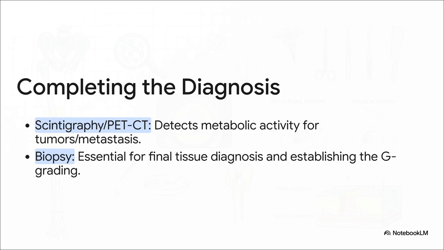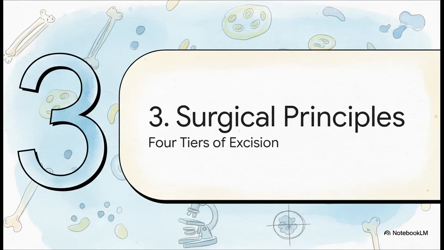Now, to round out the workup, we might use something like a PET CT to look for metabolic activity and screen the rest of the body for metastases. But the final, absolutely essential step is the biopsy. You can't skip this. This is how we get our tissue diagnosis. And critically, it's how we establish the G, the histologic grade, which, as you know, is the first letter in our GTM staging system.